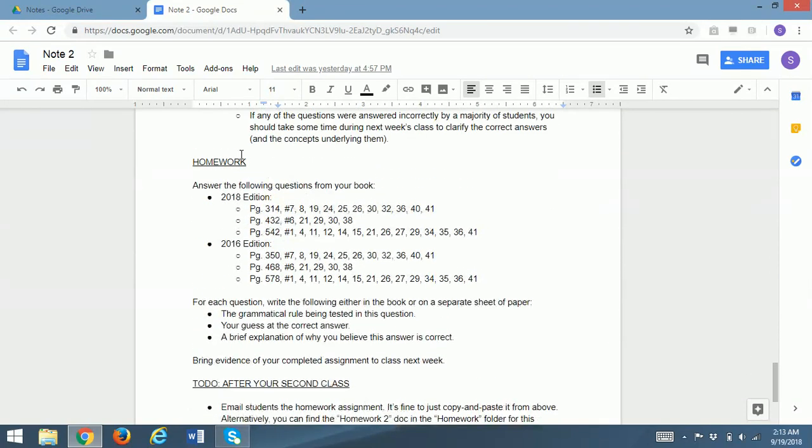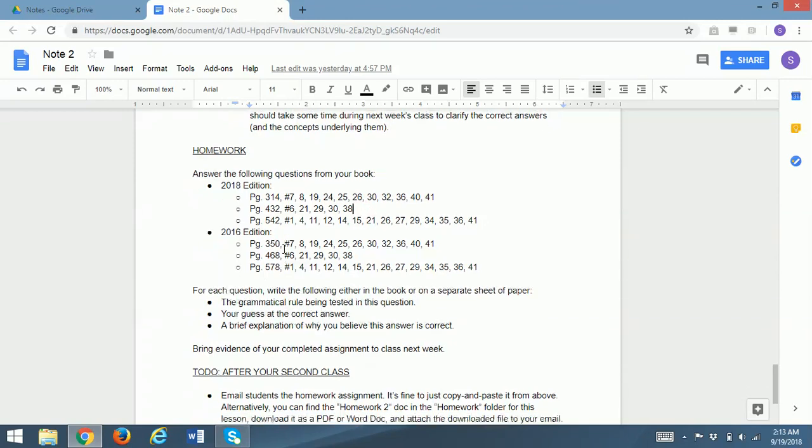And then here at the bottom is the homework. This is similar to last week's homework. Just want them to answer questions from the book. There are more questions this week. It's only 30 questions total though, which I think is not too many. They're just short grammar problems anyway.